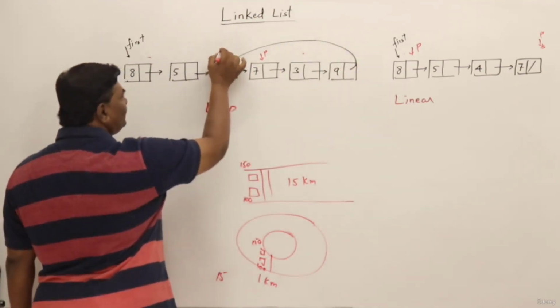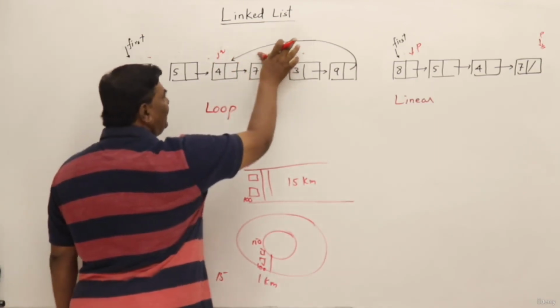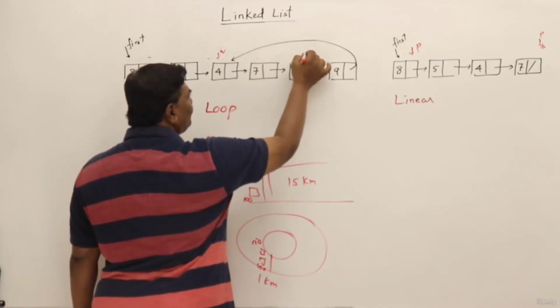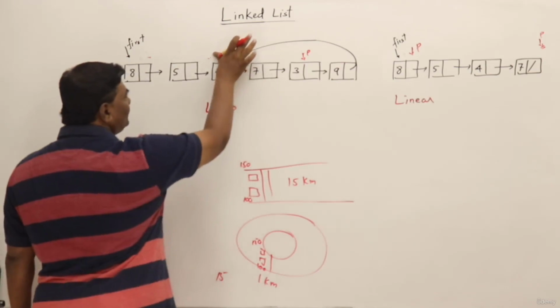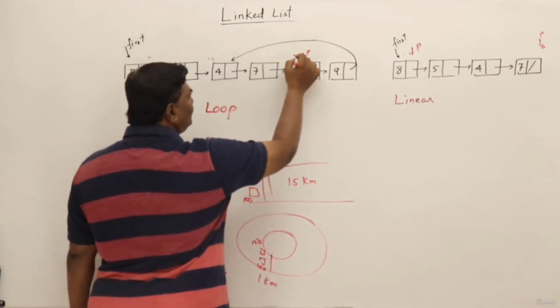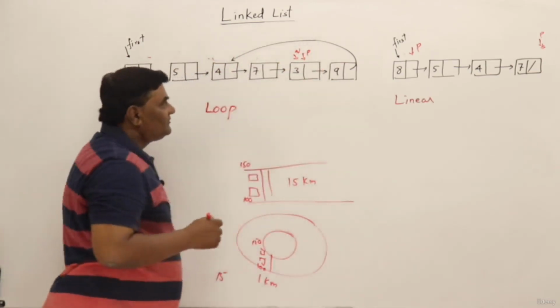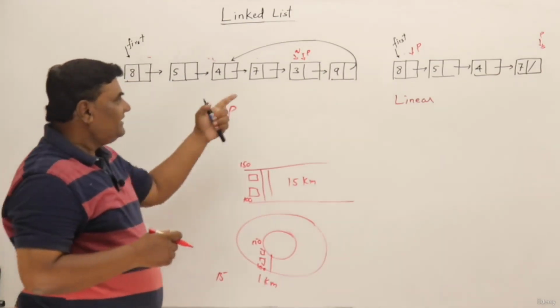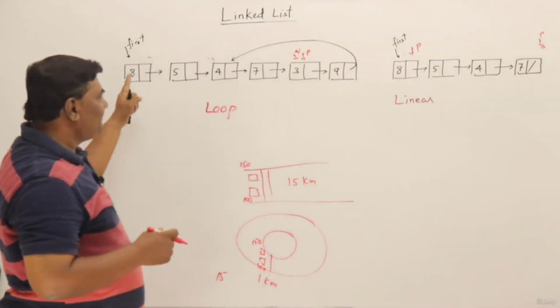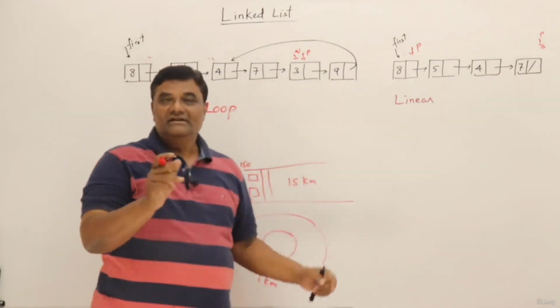So Q is here. Then move P by one node. Move Q by two nodes, 1, 2. So they are meeting again. If the 2 pointers are meeting again after the starting point, if they meet once again, then there is a loop.